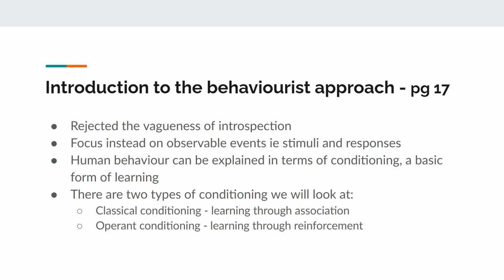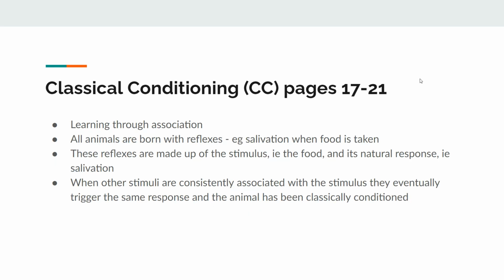The basic principle of the behaviourist approach is that human behaviour can be explained in terms of conditioning, which is a very basic form of learning. There are two types of conditioning that we'll look at. Classical conditioning is based on the idea of learning through association, so you learn a behaviour because you are associating, or finding a relationship between, two stimuli. Operant conditioning is learning through reinforcement. Your behaviour will be met with a response or a consequence, and whether that consequence is good or bad will determine whether or not you're likely to carry out that behaviour again. So we'll start first of all with classical conditioning.